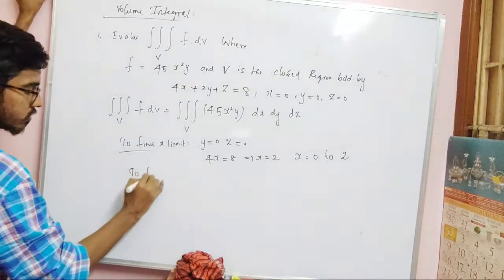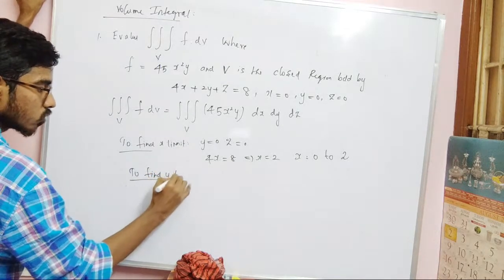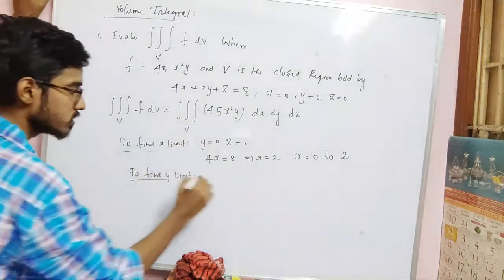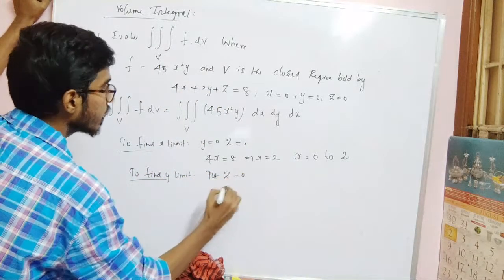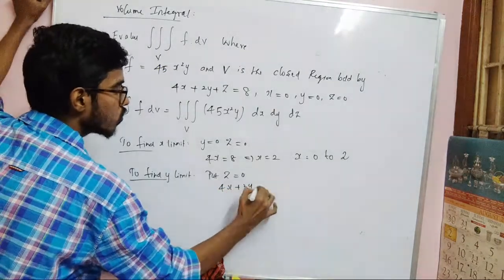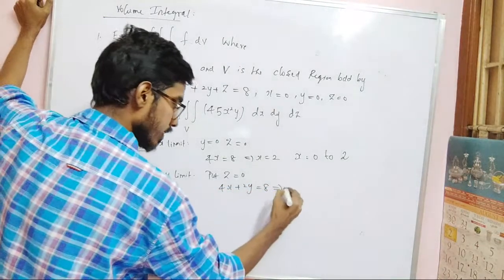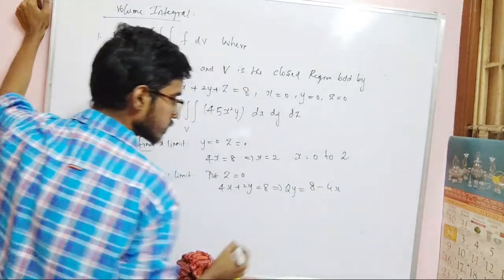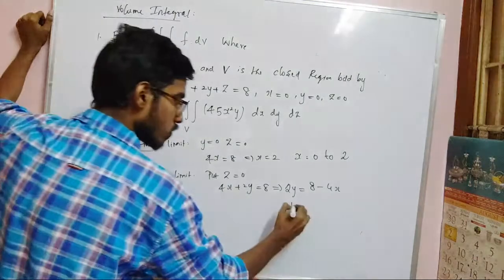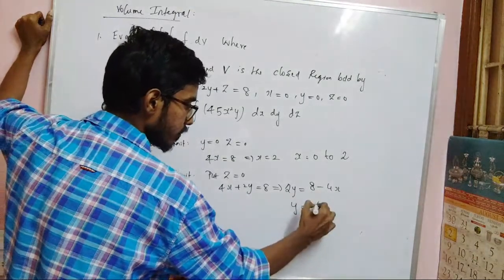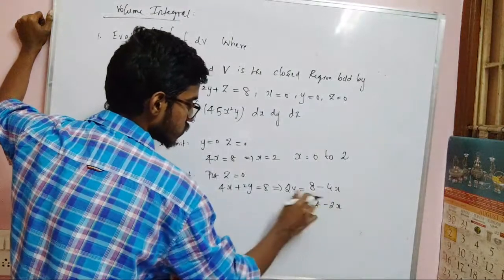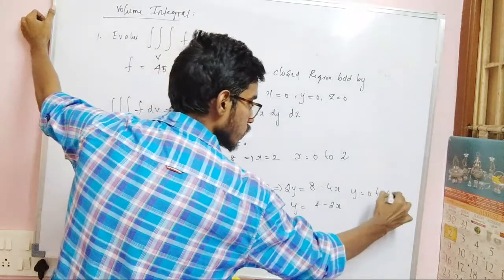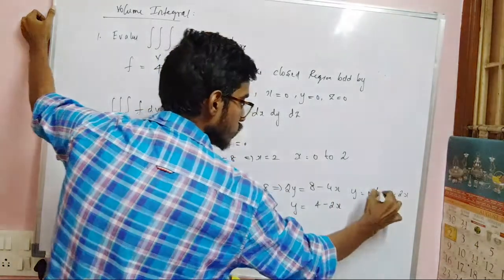Now to find the y limit, what are the variables next to y? It is only one variable, so put z is equal to 0. So we have 4x plus 2y is equal to 8. That means 2y is equal to 8 minus 4x. So y is equal to, if I take 2 outside, 4 minus 2x, so this 2 will get cancelled. Therefore the y limit is from 0 to 4 minus 2x.